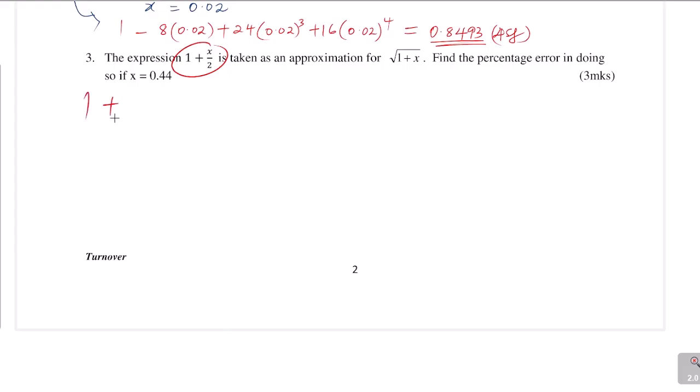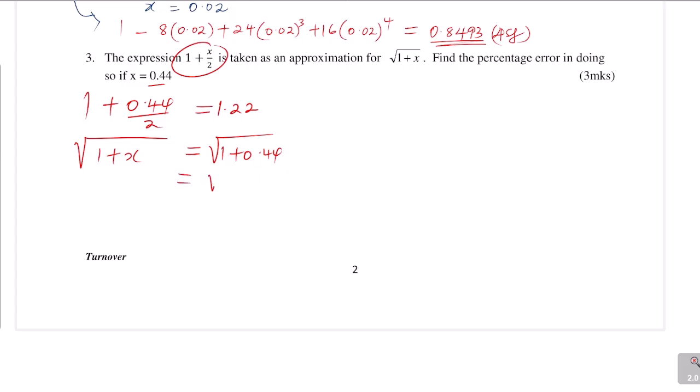So 1 plus x, you are given x is 0.44, divided by 2. So you need to get that value first. And this will give 1.22. Then the other one, the root of 1 plus x. This will give the root of 1 plus 0.44. This will give the root of 1.44, which will give 1.2.